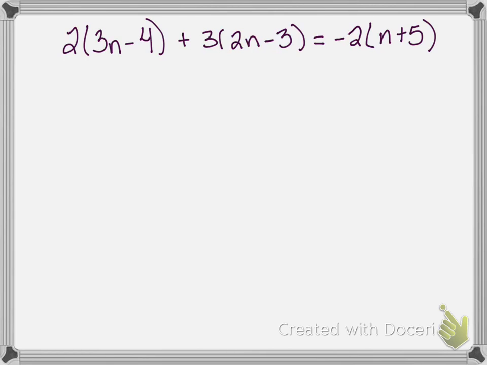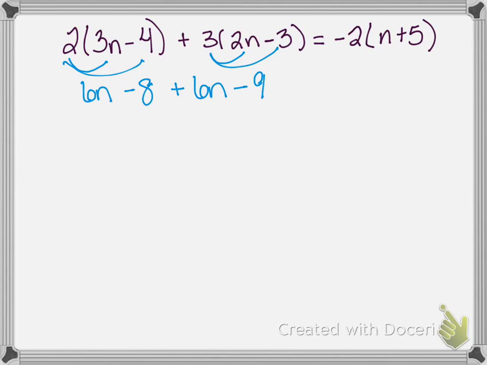Okay. What did I do first? We do distributive property. Good. I'm going to do that again. So 2 times 3n, 6n. Good. 2 times -4, negative 8. Perfect. Okay. Here I've got 3. 3 times 2n, 6n. Excellent. 3 times -3, negative 9.